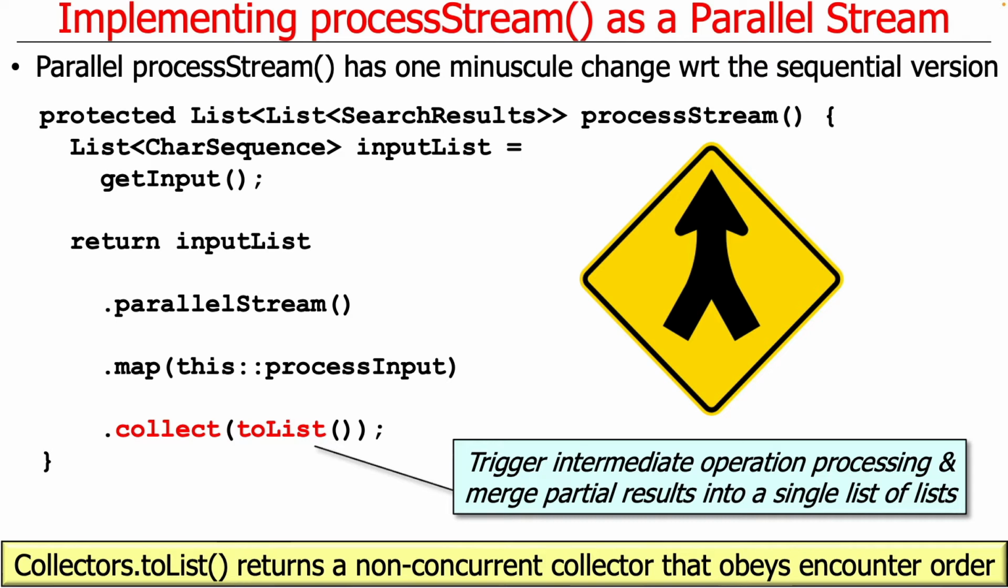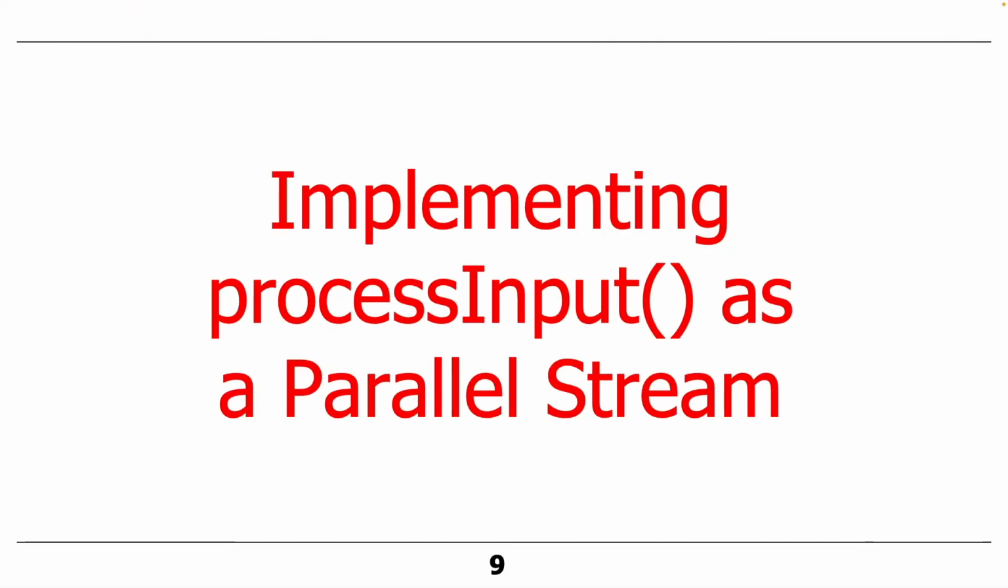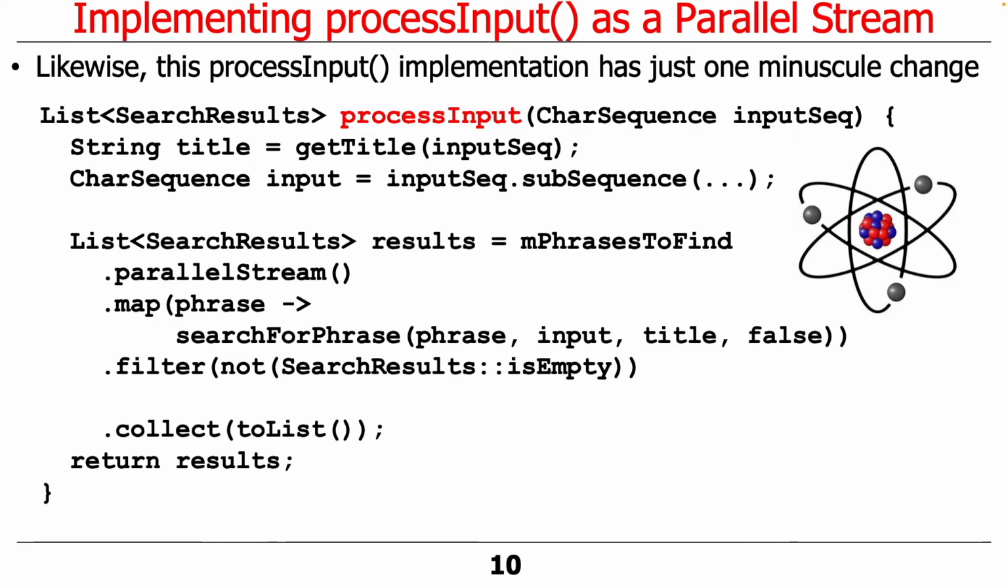When we talk later about concurrent collectors and non-concurrent collectors, you'll get a better feel for how this all works. But the good news is it works. So let's take a look now at how you'd implement the process input method as a parallel stream. Here's what the implementation looks like.